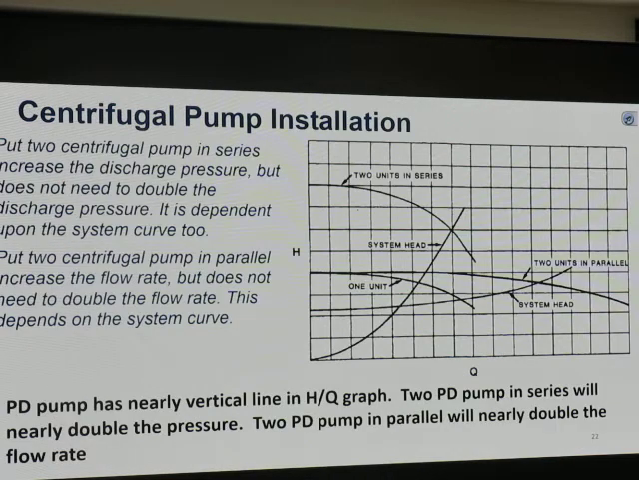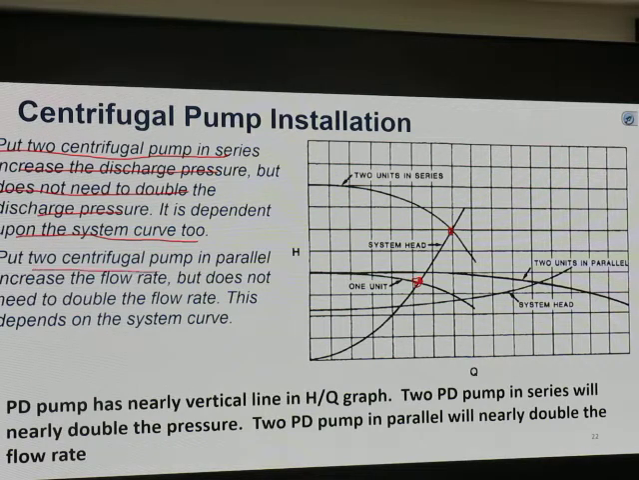How do we put them together? You will see the pump curve, that for a centrifugal pump, the curve is not a straight line. For a reciprocating pump or PD pump, the pump curve is almost a straight line, right? So if I have one pump and then two pumps in series, I look at my system curve. What happens to two pumps in series? Pressure should go up, right? But it's not double. It's up, but it's not double. So I go from here to there. Put two pumps in series, it increases discharge pressure, but does not necessarily double it. It is dependent on the system curve too.